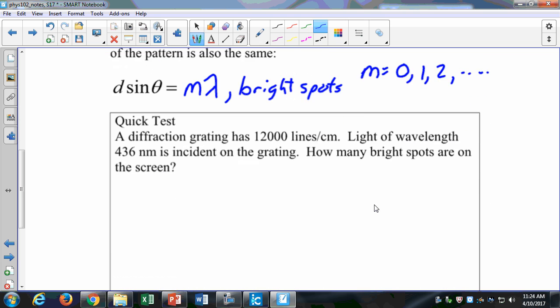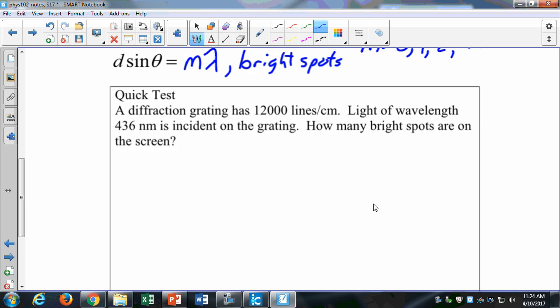Let's try this question. But first, I'm going to work through this with you because it brings up an important point. So I have this diffraction grating that has 12,000 lines per centimeter. First of all, I need to find d. d is 1 over 12,000. That's in centimeters, which is 8.3 times 10 to the minus 7 meters. I'm going to convert it into meters. It actually comes out 8.3 times 10 to the minus 5 centimeters. I just move that decimal place over twice to get it in meters.